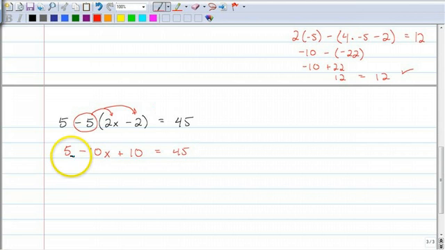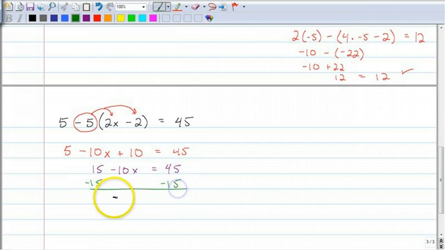And now I see that we have like terms here. The 5 plus 10. I'd ignore that negative 10x for right now because 5 plus 10 would be 15. So I'd have 15 minus 10x equals 45. I want to get the x by itself, so I subtract 15 from both sides. Leaving me with negative 10x. Don't forget to bring down the minus with the 10. So it's a negative 10x equals 30. Last step, divide by negative 10. X would equal a negative 3.